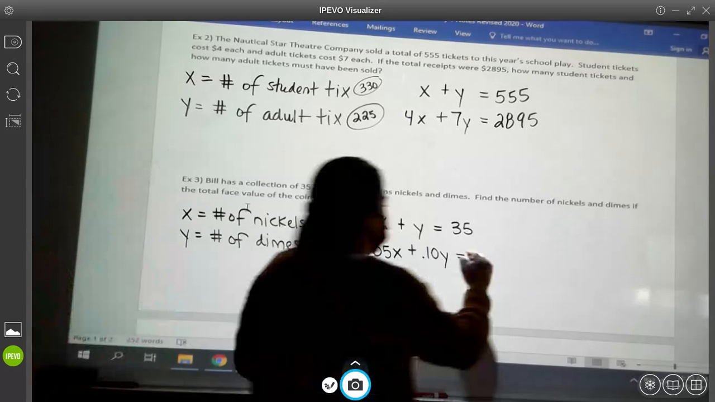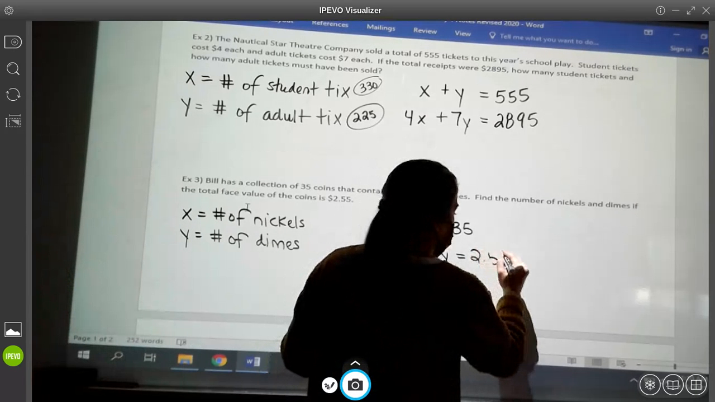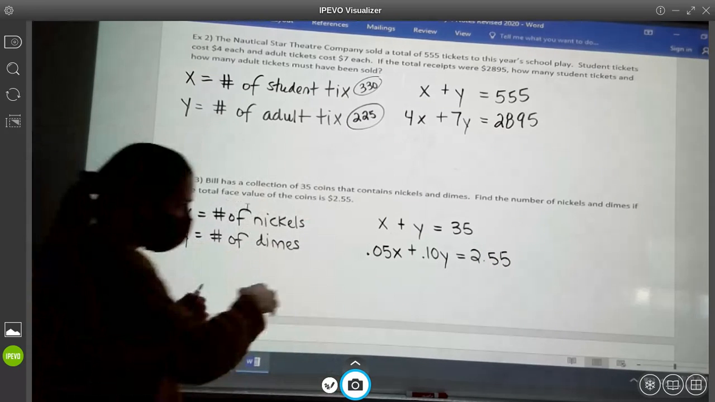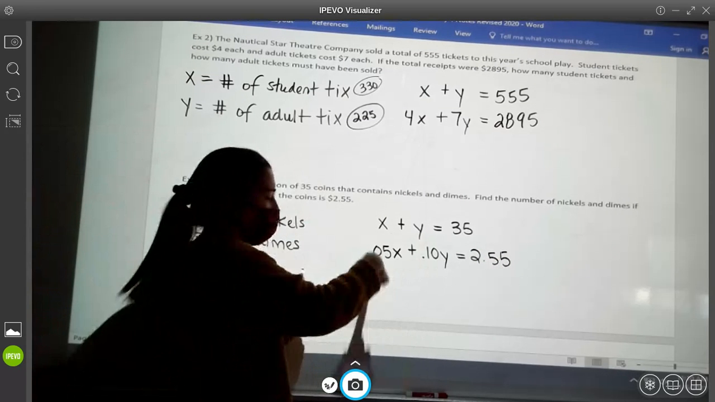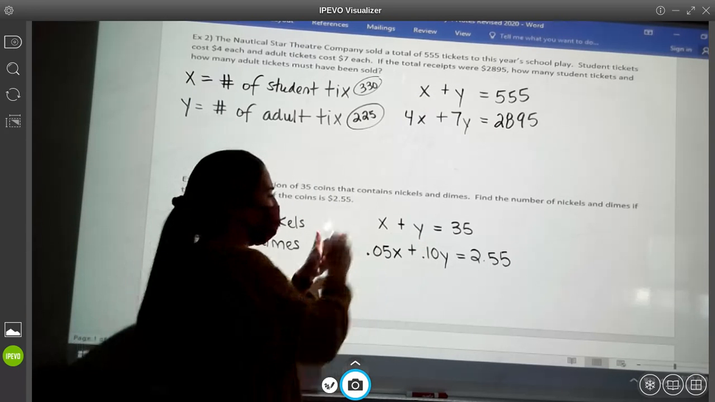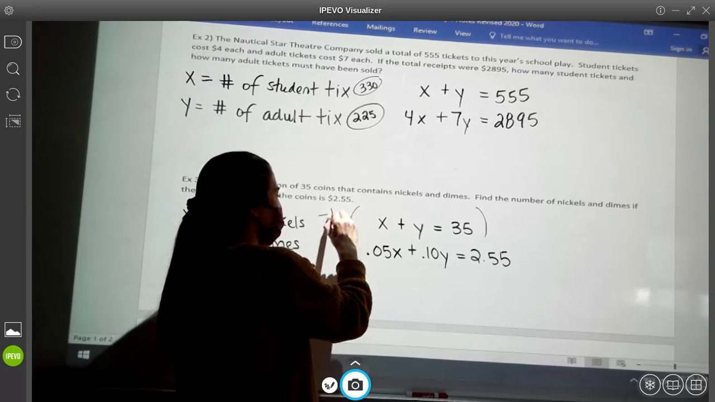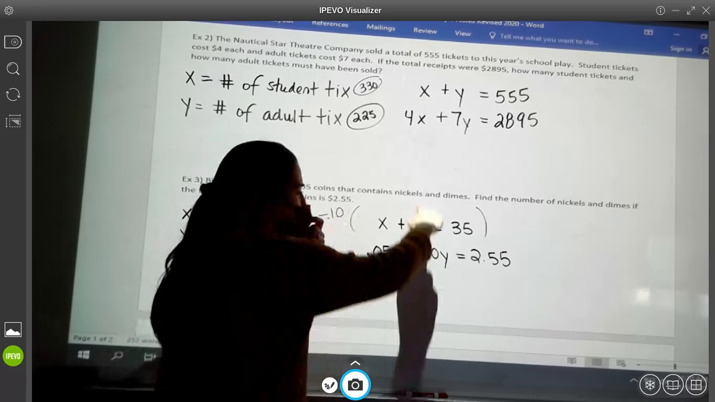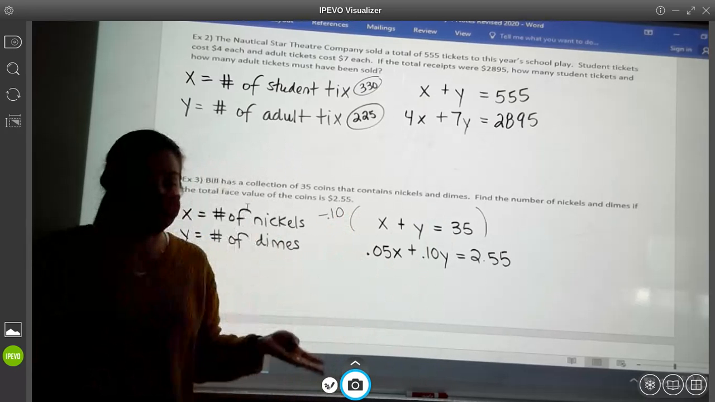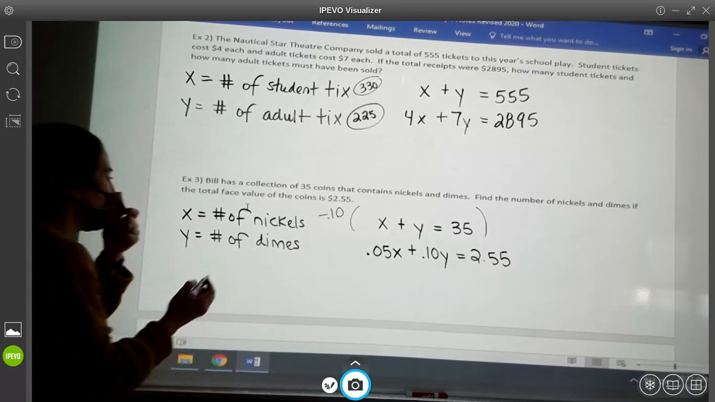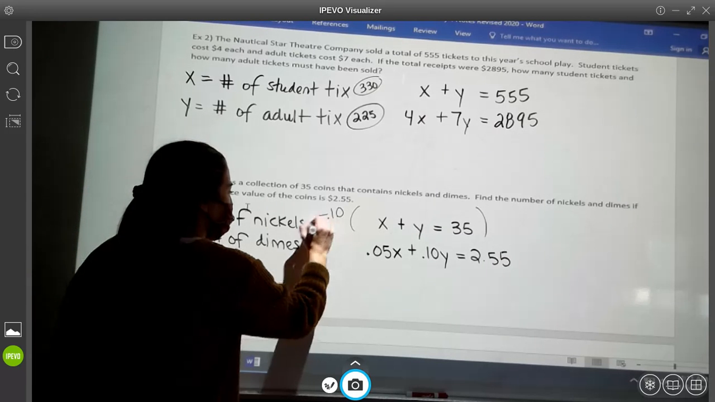Okay? And then what I would do to solve this, I like working with 0.10 better than 0.05. So I would times the whole top by negative 0.10, and then I would get my y's to cancel out. You just got to work with decimals. Just be careful on your calculator, okay? If you wanted to solve this later, you find out that you have 19 nickels and 16 dimes if you want to solve it later to see if you solved it correctly.